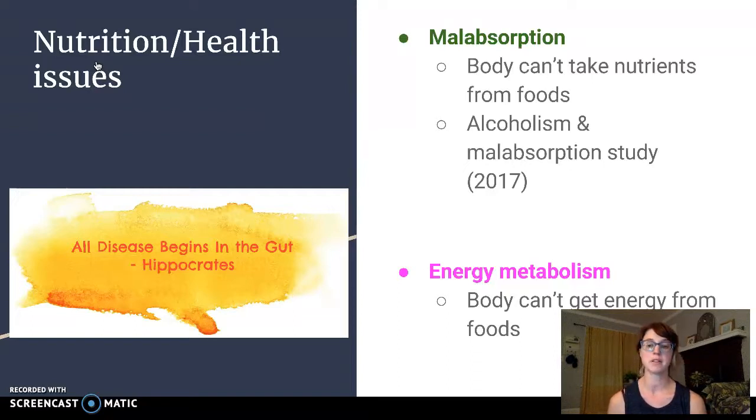So energy metabolism is when the body can't get energy from the foods that it eats. So kind of similar to malabsorption, the body isn't able to use what it's given.